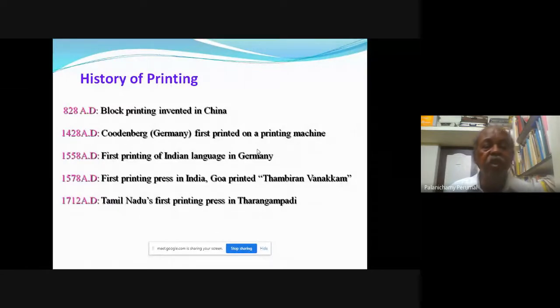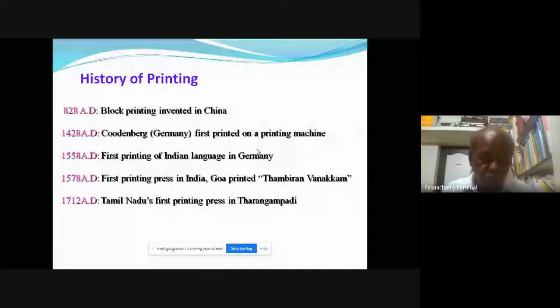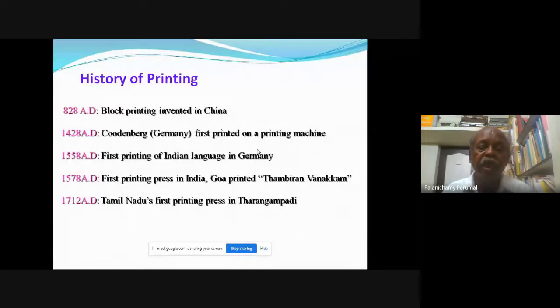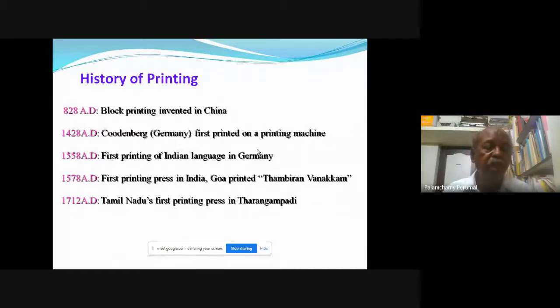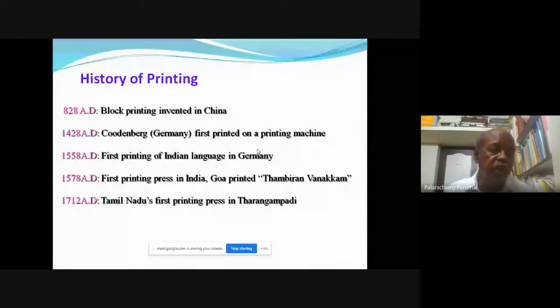And in 1558 the printing press first came to India at Goa. But the first book was not in an Indian language, it was in Hebrew. But in 1578, they printed a book in Tamil language, Tambiran Vanakam. That was in Goa, and simultaneously in Kollam also they prepared the same book. That is in 1578, in the whole of India, the first book printed is in Tamil language, called Tambiran Vanakam.